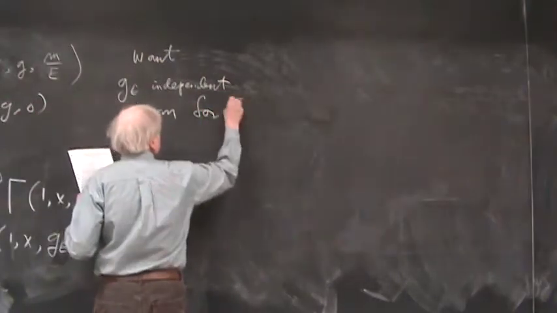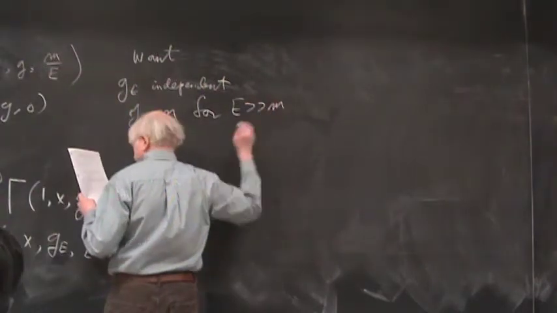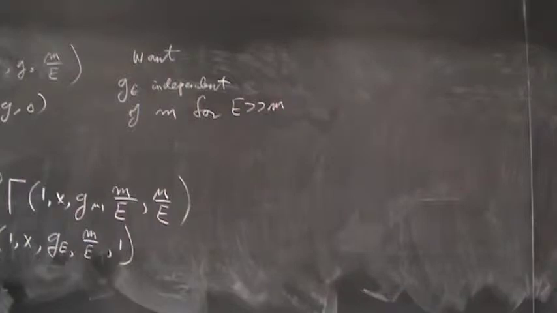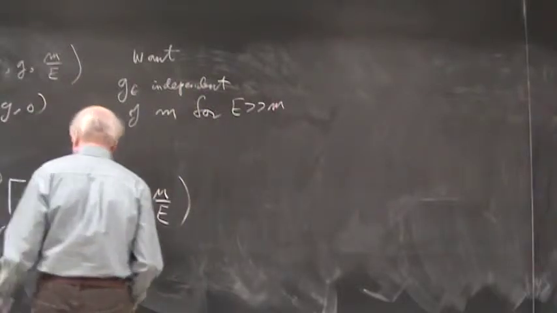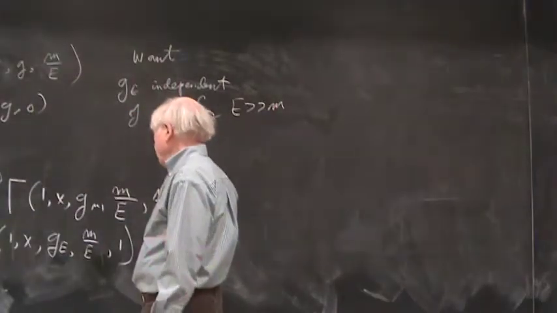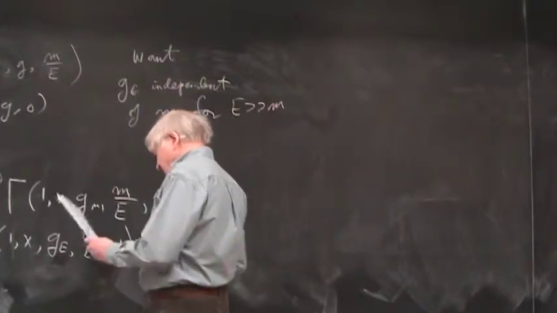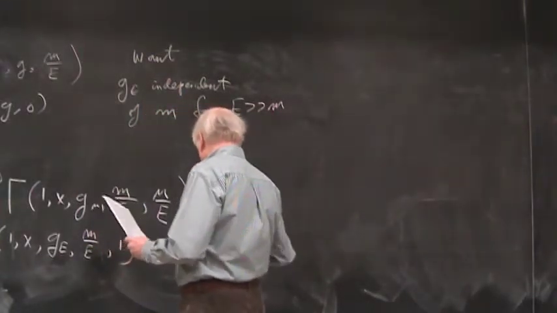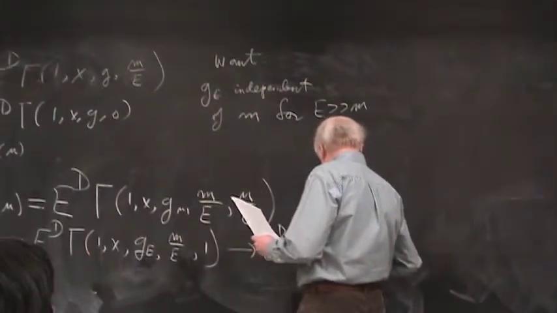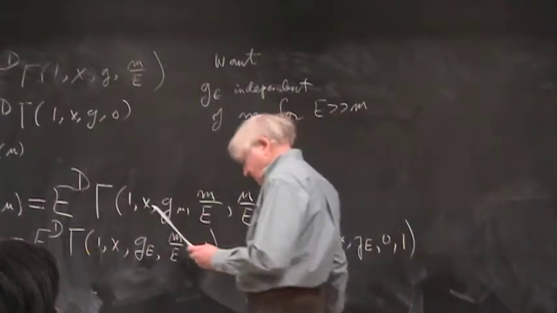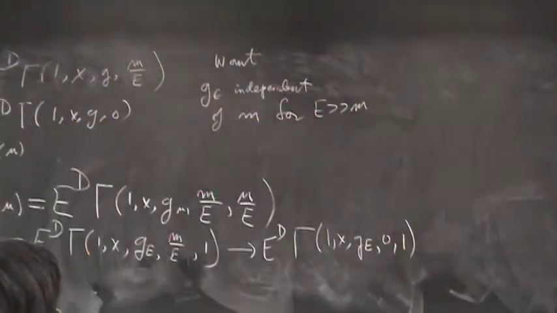For E much bigger than m. And if that's the case, then we're okay. And we can say, well, this thing goes to e to the d gamma of 1 x, g e 0 and 1.